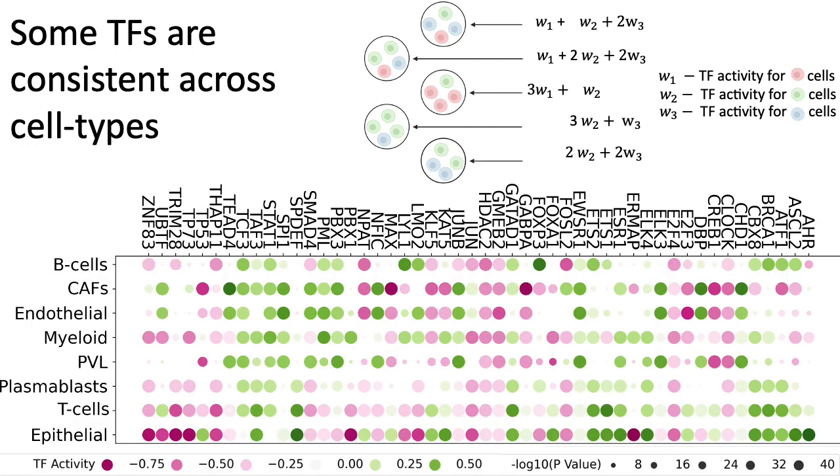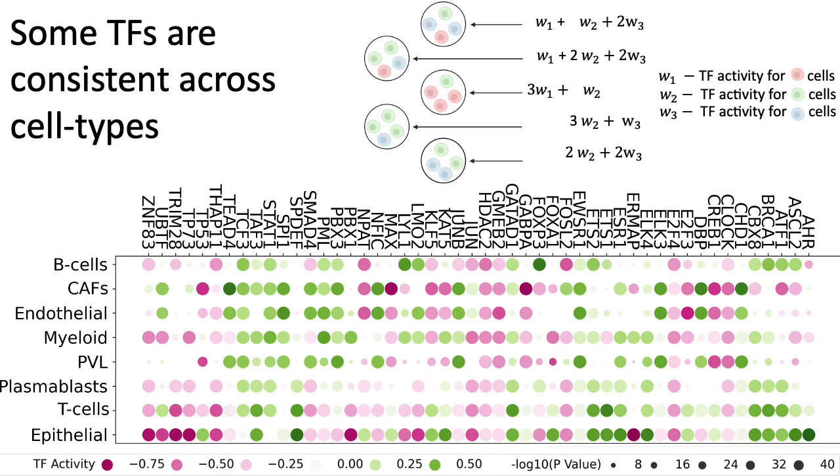The dot plot shows the coefficients from the model, which tells us the activity of each transcription factor in each cell type. For the transcription factors shown here, the model fits the data very well, with an R-squared value higher than 0.8. This tells us that the TFs are expressed consistently in all cells of a given cell type throughout the sample.